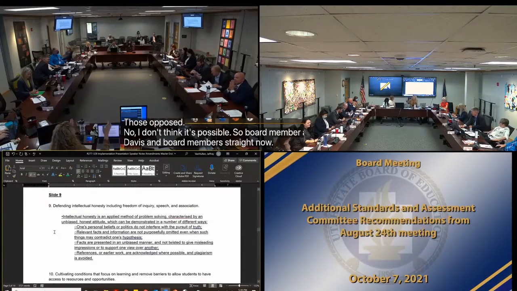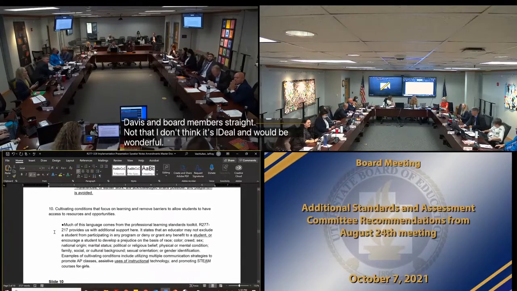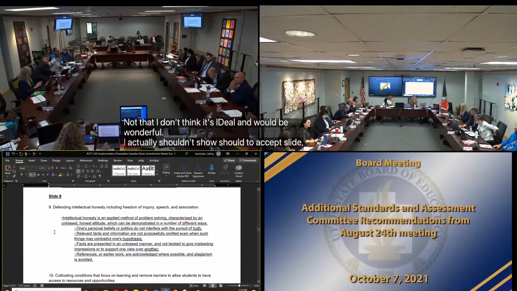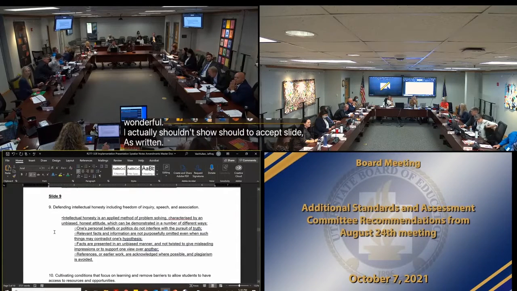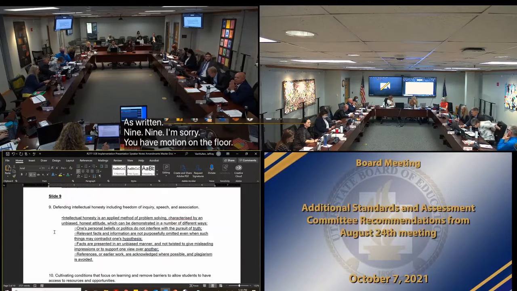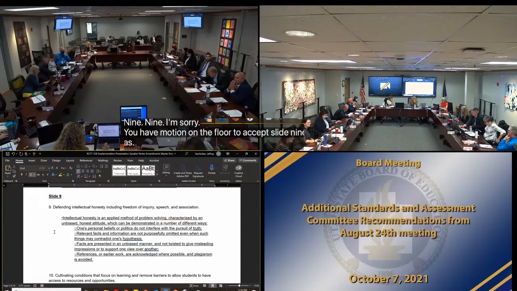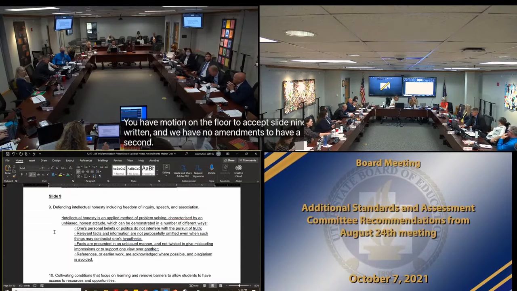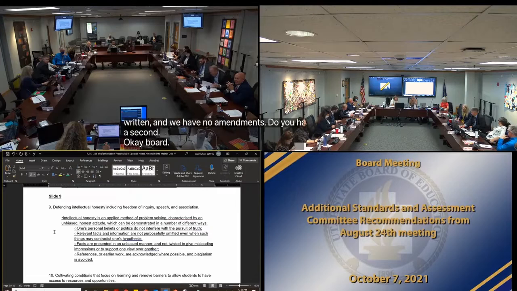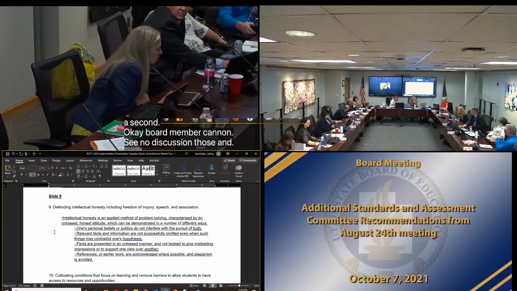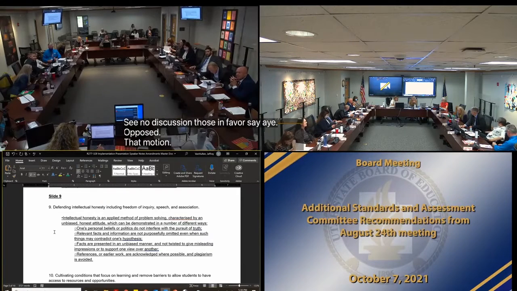Not that I don't think it's ideal and would be wonderful. I actually think it should be. Motion to accept slide 10 as written. Excuse me, slide 9, I'm sorry. We have a motion on the floor to accept slide 9 as written, and we have no amendments. Do we have a second? Okay, Board Member Cannon. Seeing no discussion, those in favor say aye. Aye. Those opposed? That motion passes unanimously.